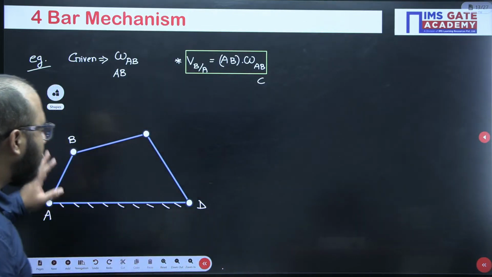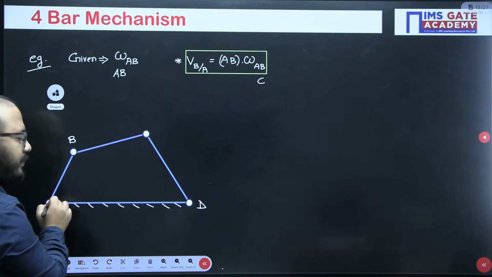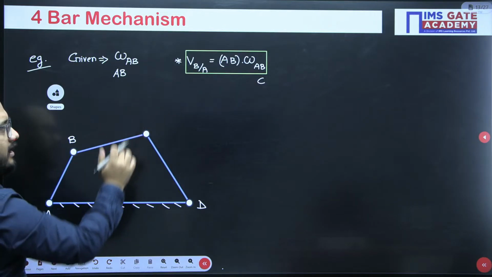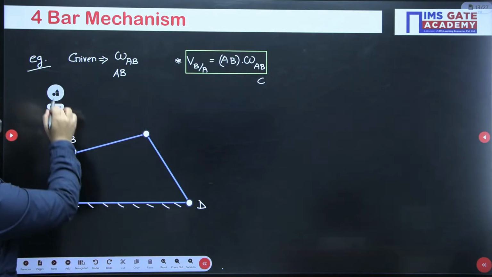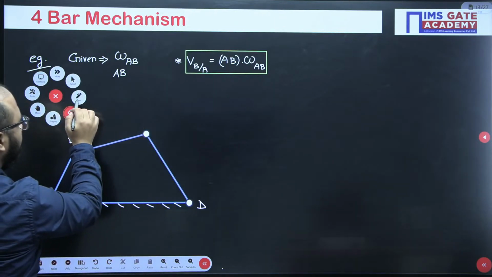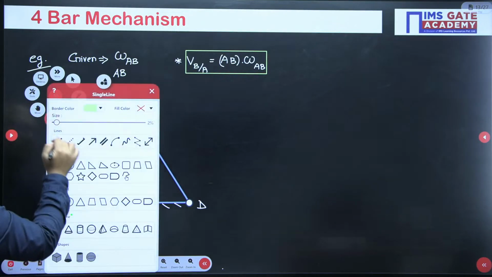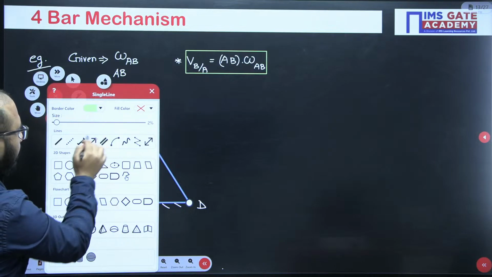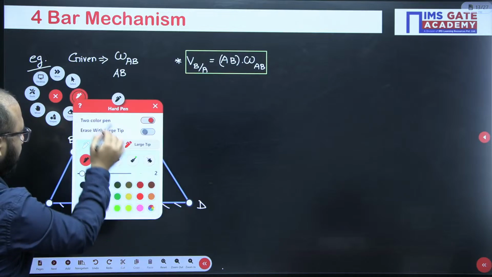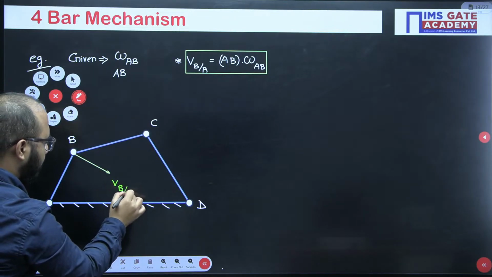So step number 1, draw the velocity vectors. First of all, point B with respect to A is under rotation and it will have a velocity of some magnitude. Based on the values you can calculate it, so that is not an issue. Now, first of all, the velocity of B with respect to A will be written like this.